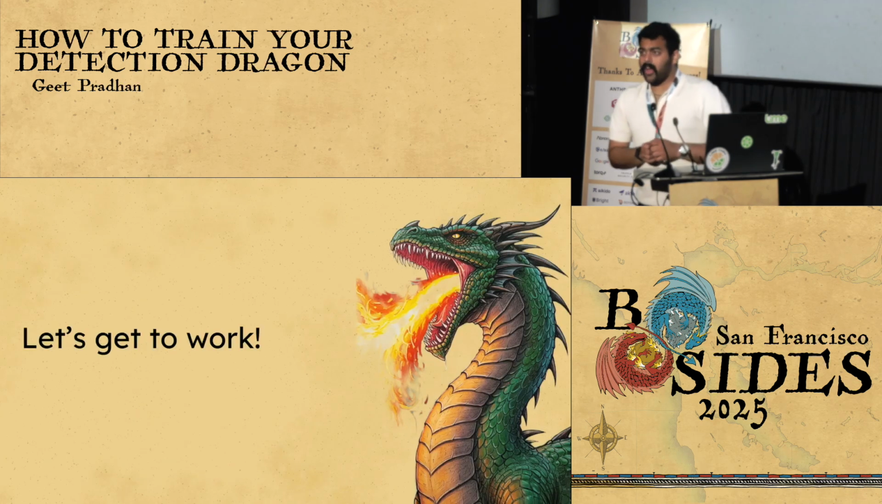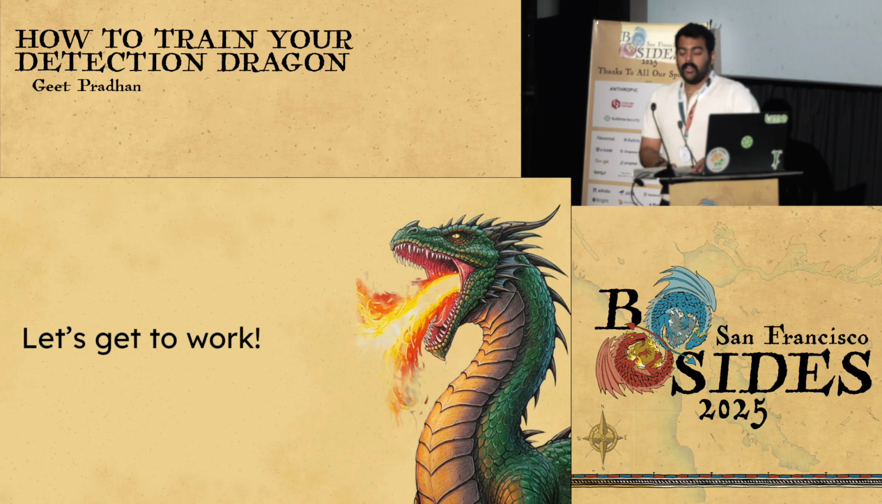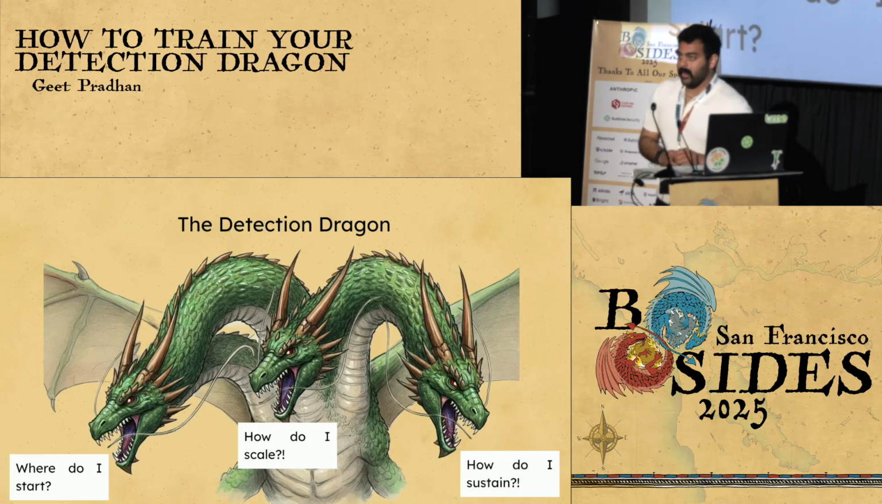So yeah, this fire-breathing dragon is telling us to get to work. Now, for me, I think of detection as a 3-headed dragon. Fluffy in Harry Potter, but if it was a dragon. Where do I start? How do I scale? And how do I sustain? So let's look at each of these heads, and instead of slaying it, let's try to train it.